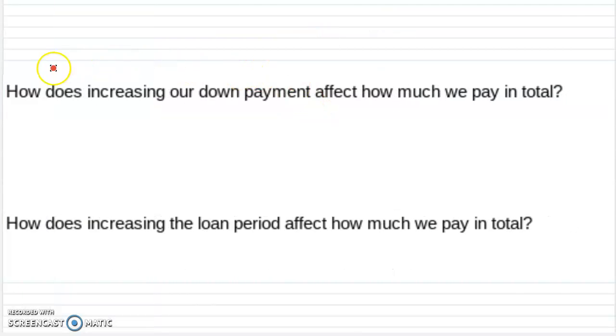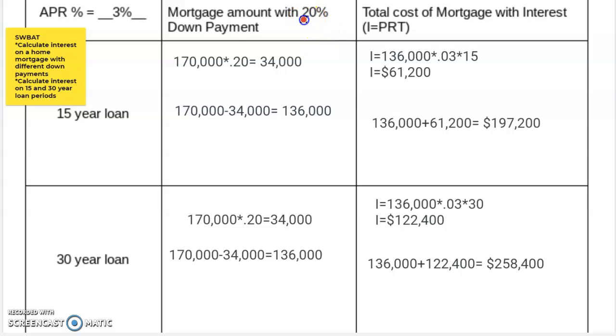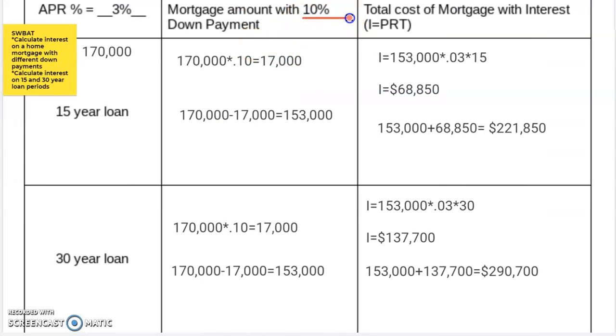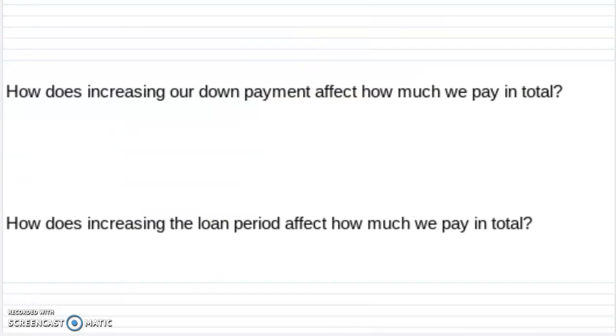So two things I want you to think about as we close are, how does increasing our down payment affect how much we pay in total? If you go back to your previous slide and look at your 20% and your 10% down payment, you'll notice something happening with your overall cost. As we increase our down payment, our overall cost is actually going to go down because we'll be paying less in interest over the course of our loan.